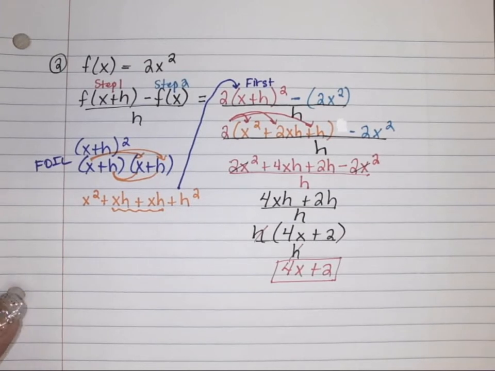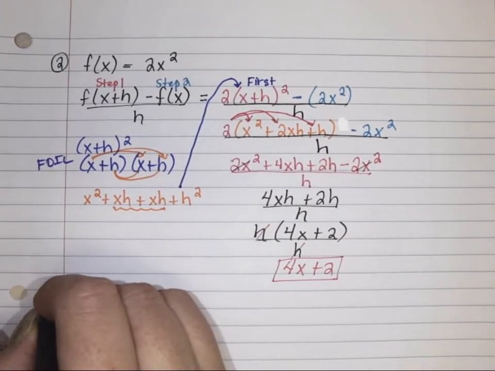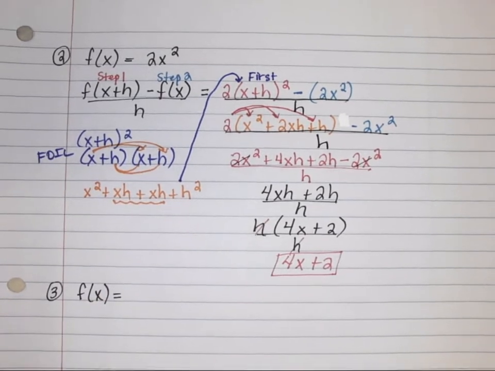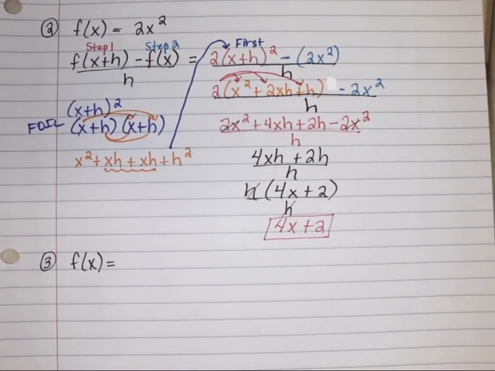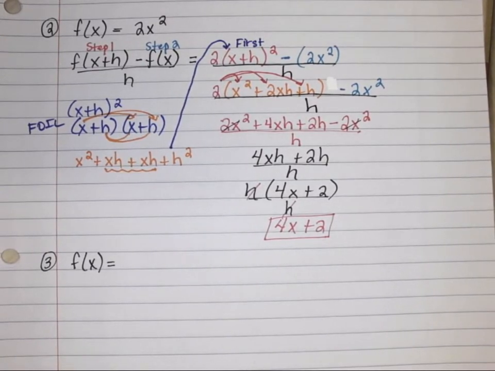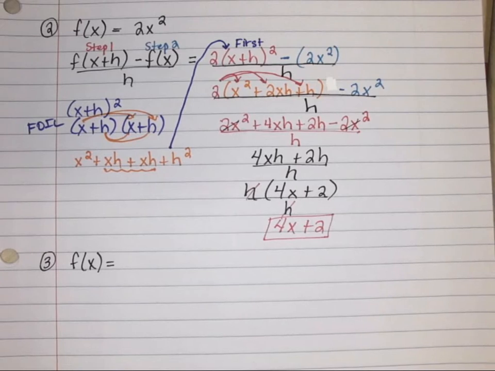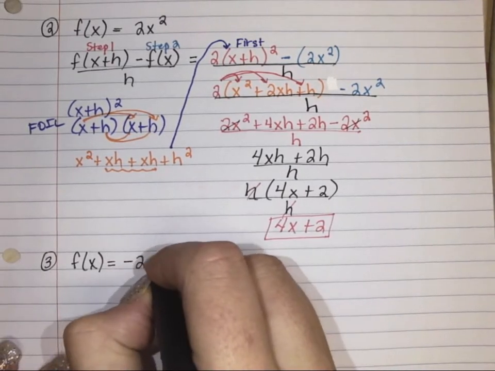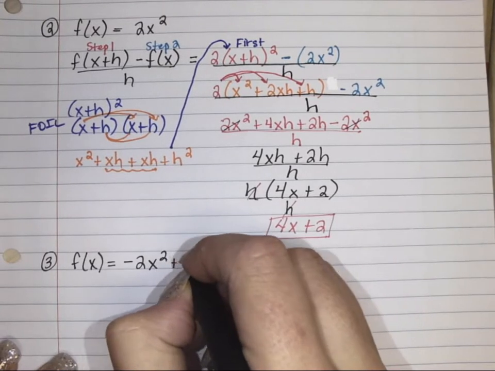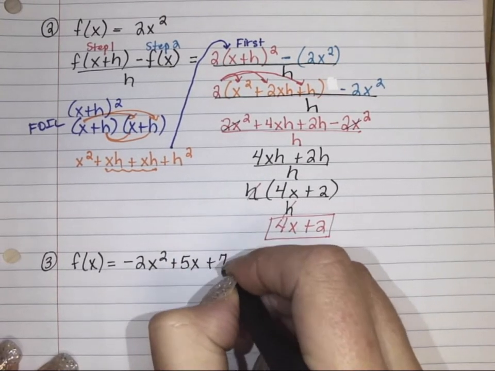All right, we're about to do one of the hardest ones that you're going to see. So this is number 3. Find and simplify the difference quotient for the following function. Negative 2x squared plus 5x plus 7.